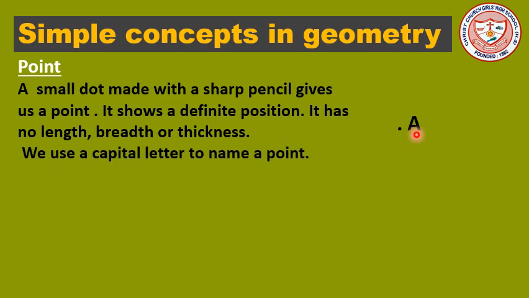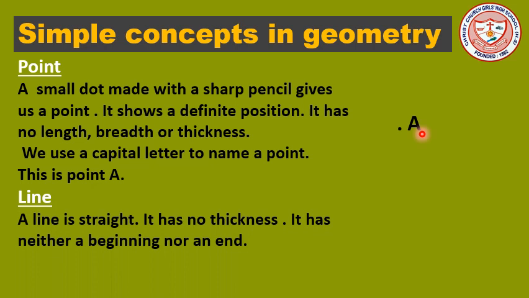We use a capital letter to name a point. So here, this is point A. So students, always remember, a point shows a definite position. It has no length, breadth, or thickness. And we always use a capital letter to name a point. All right?